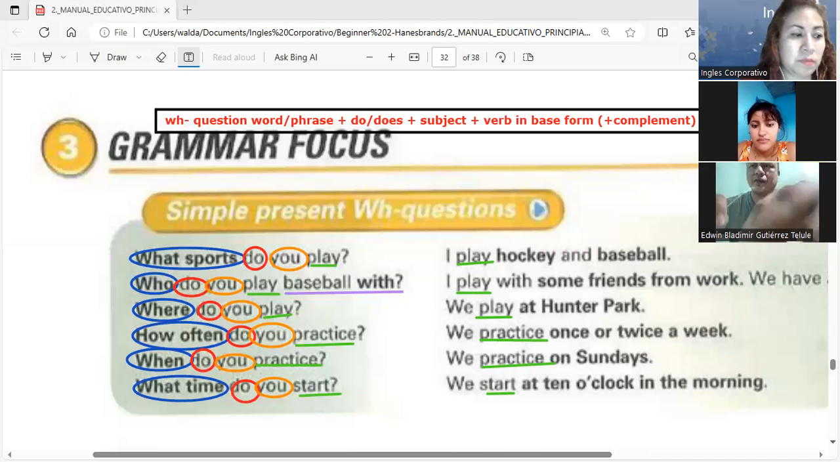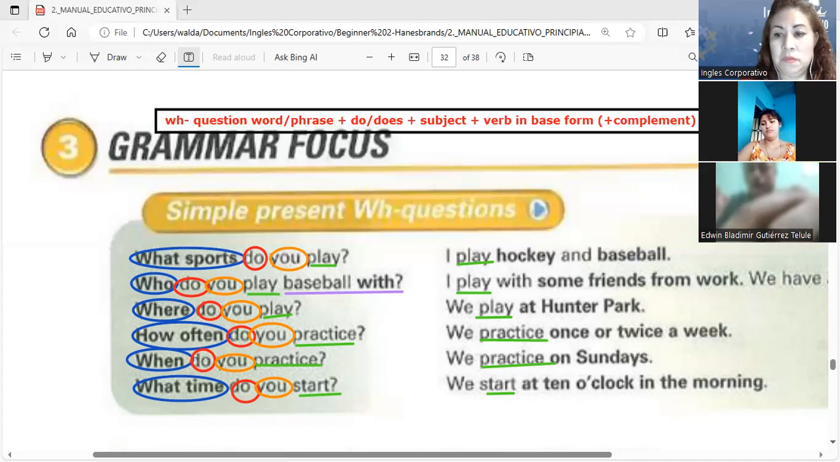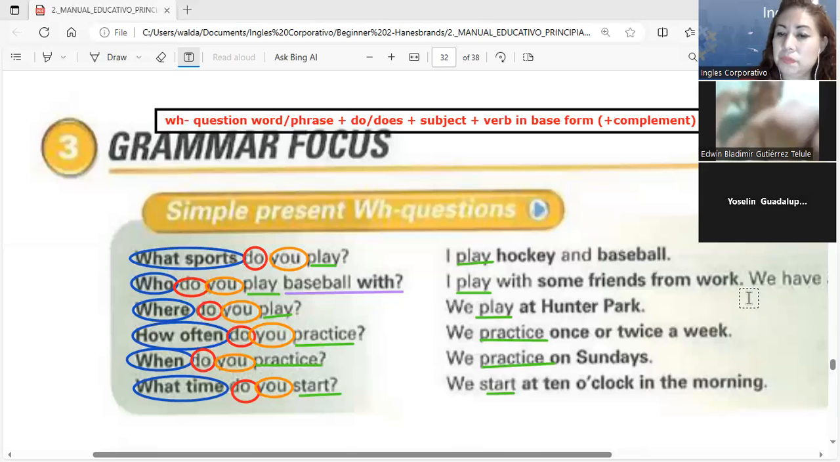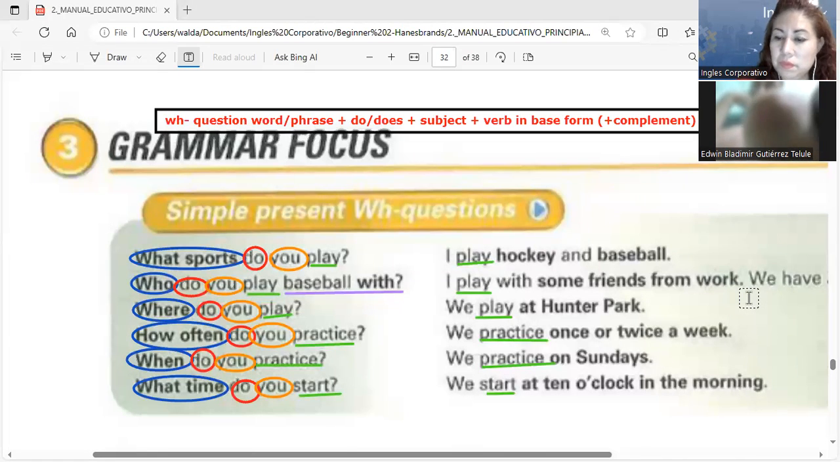Yes, I have one question. In the video on the platform, it explained the second sentence, and I didn't understand why the with goes at the end. Why does it go at the end? The second sentence, where it says, who do you play baseball with?